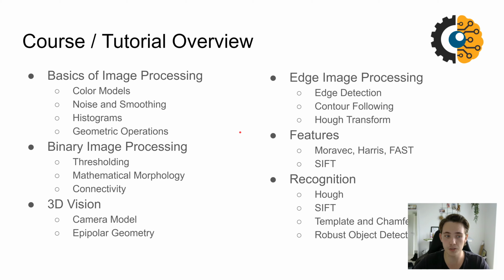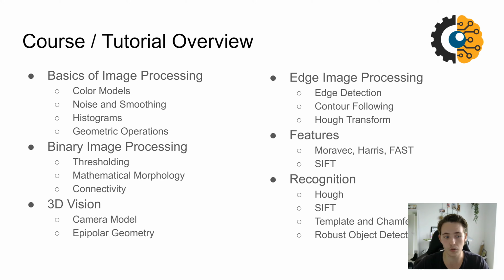In the first videos here, we're going to talk about the basics of image processing, because we need to know the basics of images when we're going to use them and do processing on them. In this video, we're talking about different color models, and in the next one we're going to talk a bit about noise and smoothing, if we have a lot of noise in our image or video. How can we remove noise and smooth out the image?